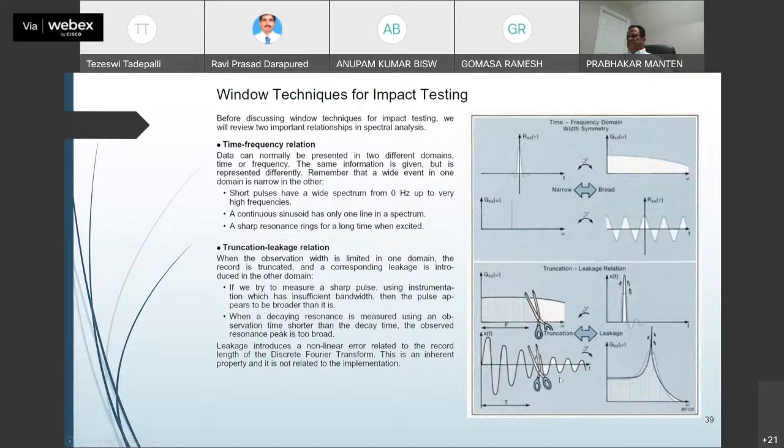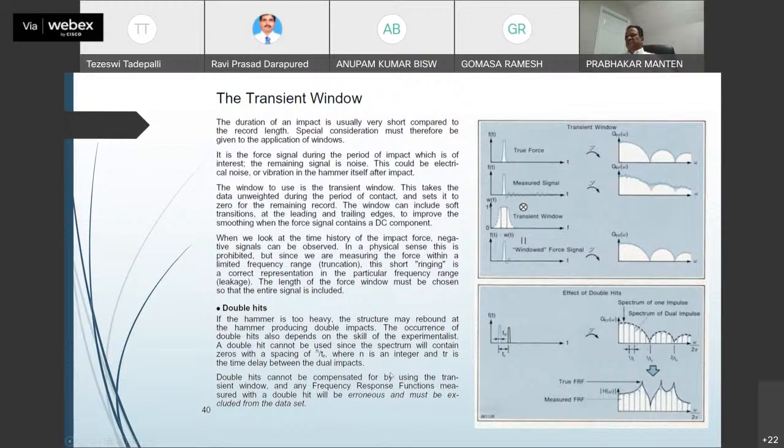When a decaying resonance is measured using an observation time shorter than the complete time period, that also introduces leakage. Instead of really being sharp, it introduces additional damping and maybe a second peak. Leakage introduces a nonlinear error related to the record length of the discrete Fourier transform. This is an inherent property and not related to the implementation. Those are some of the issues which you can work around using other methods that we talked about.